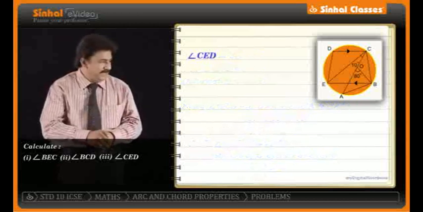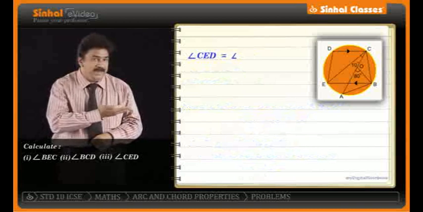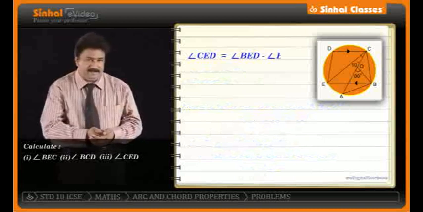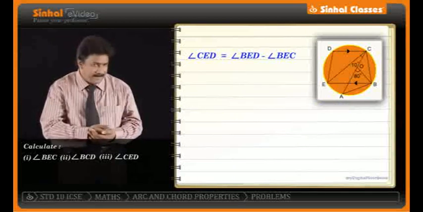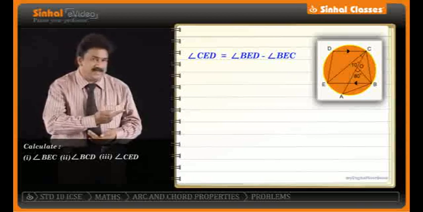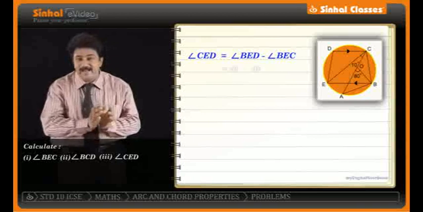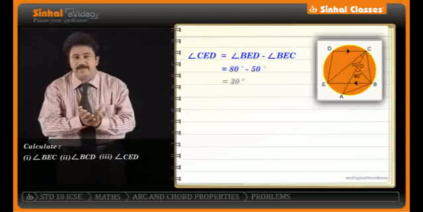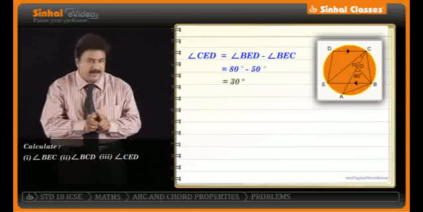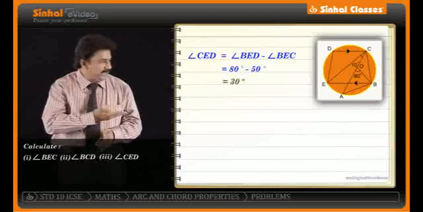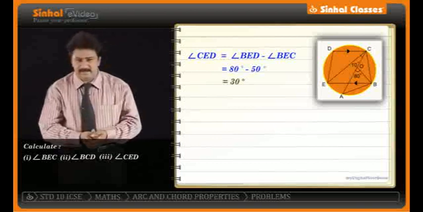What are you going to find? CED. CED is what? BED minus angle BEC. Can you get this from the figure? Yes. So CED is nothing but equal to BED minus BEC, which is 80 degrees minus 50 degrees, which I get 30 degrees. So what is 30 degrees? Angle CED. So I got all the answers.